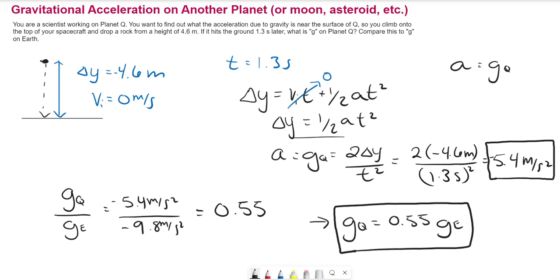Now there are other ways to find the acceleration due to gravity on a different planet or other body if you have the mass of the planet and the radius of the planet, but we don't, and this is a type of problem that you'll see regularly. So we can use kinematics to find the gravitational acceleration by just dropping a rock. So hopefully that was helpful, and let me know if there's any other types of problems you'd like to see.